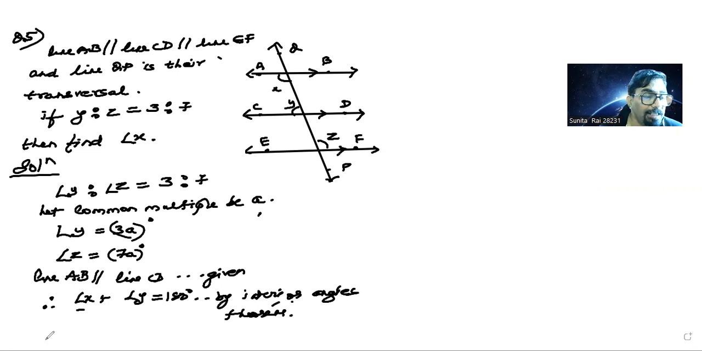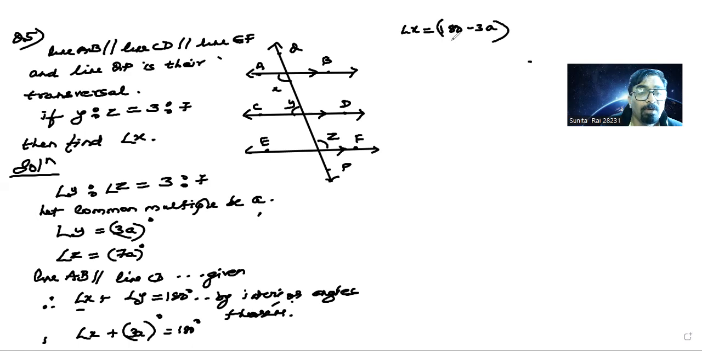Now I can put angle x as it is, and the value of y is 3a degrees, we know. So angle x plus 3a degrees is equal to 180 degrees. I want this x, so can I say, therefore, angle x equals 180 minus 3a. I still don't know the exact value, but I can take angle x equal to 180 minus 3a, because plus 3a goes to the other side and becomes minus 3a. I call this 1. So I got the value of angle x, but not the exact value, only in terms of a.